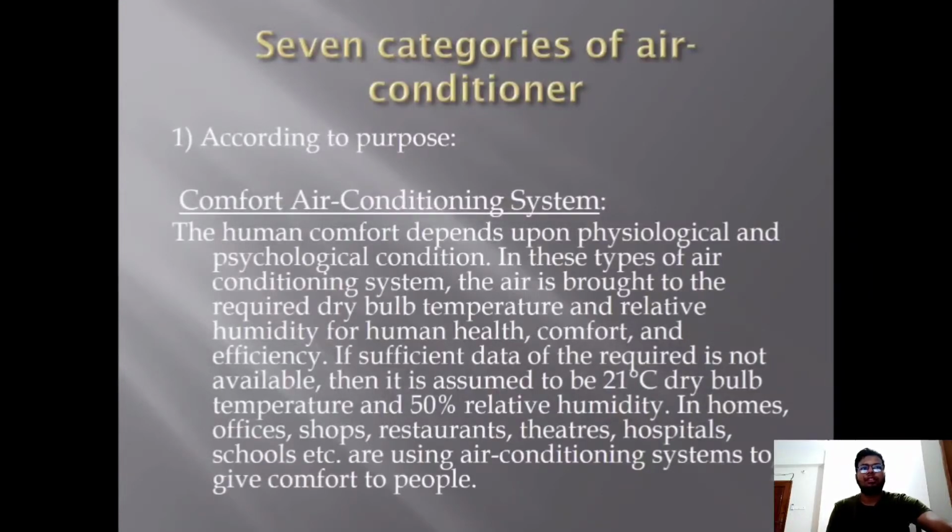Talking about the comfort air conditioning system, human comfort depends upon psychological and physiological conditions. In this type of air conditioning system, the air is brought to the required dry bulb temperature and relative humidity for human health, comfort, and efficiency. If sufficient data on the requirement is not available, then it is assumed to be 21 degrees Celsius dry bulb temperature and 50% relative humidity.